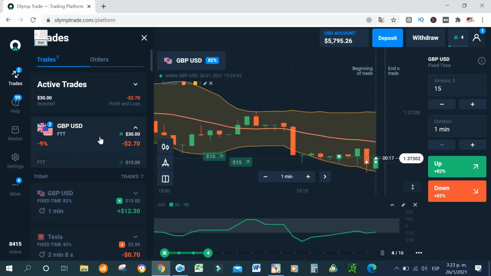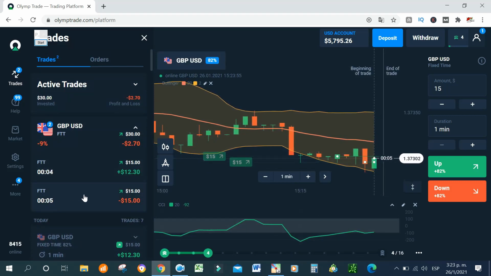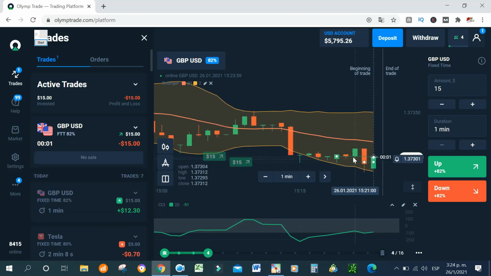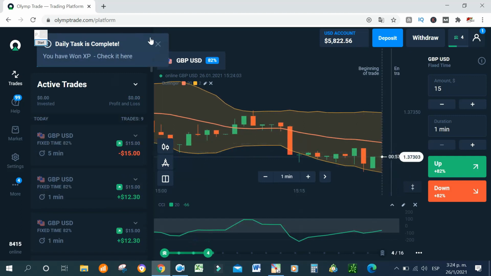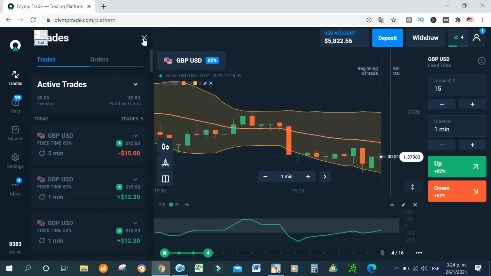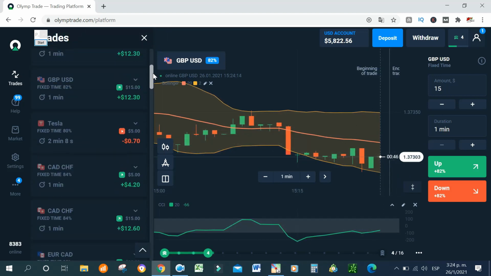Let's see. So remember, we have two trades here. One has 10 seconds left and the other 7 seconds. So I hope to win both of them. But the first one is the 5-minute expiration. We lost the first one and won the second one. So it's good. For me, it's good. Yeah, that's my ratio, more or less.